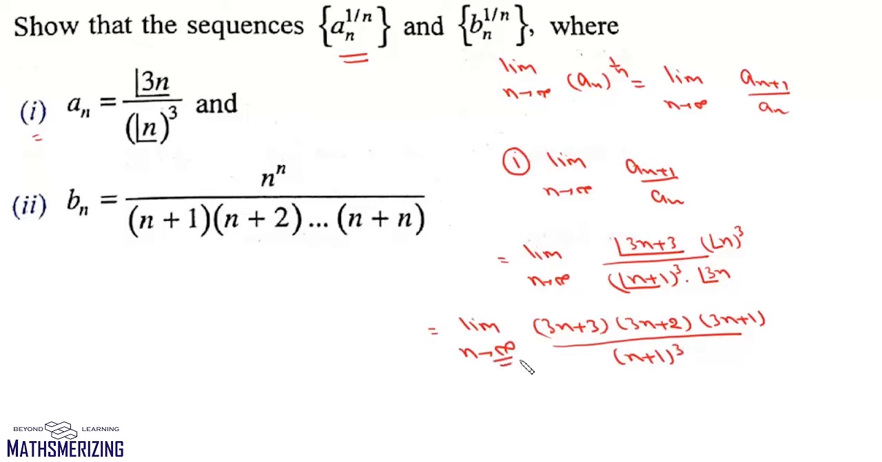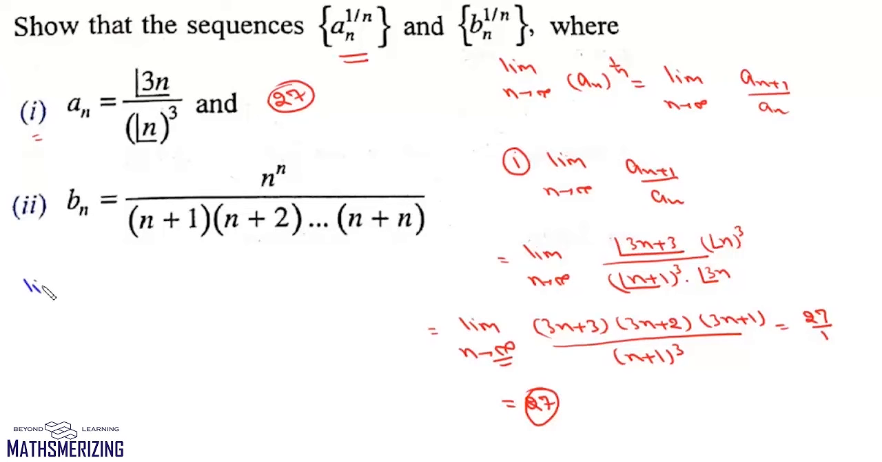Now this is infinite limit. Highest power of n is 3. In the numerator is 27 and the denominator it is 1. So value of this limit will be simply 27. So answer to this first one is 27.